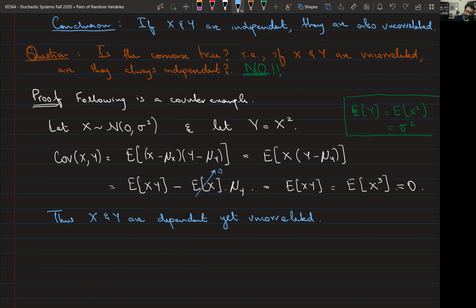Right, so the conclusion we have here is that independence implies uncorrelatedness.